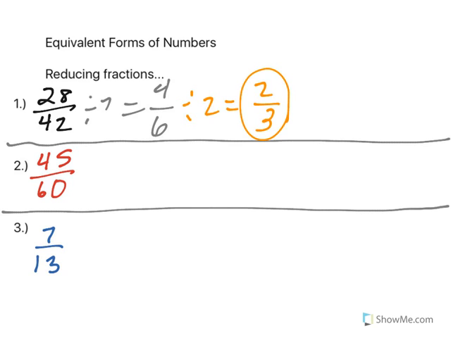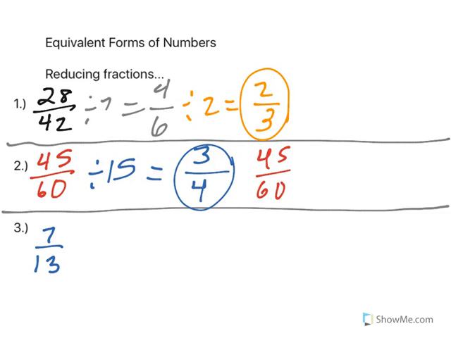Like in number 2, 45 over 60. I saw 15. Well, 45 divided by 15 is 3. 60 divided by 15 is 4. A lot of people don't see that. So if you see 45 over 60, and you notice they end in a 5 and a 0, if you start with dividing by 5, you get 9/12. Then you can divide by 3, and you will still end up with 3/4. So there's more than one road to get to your end result.